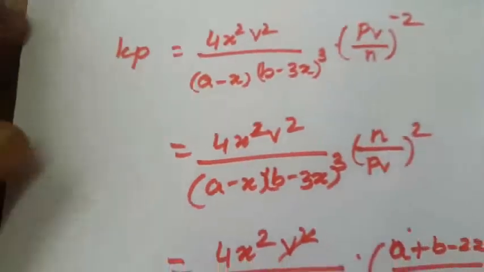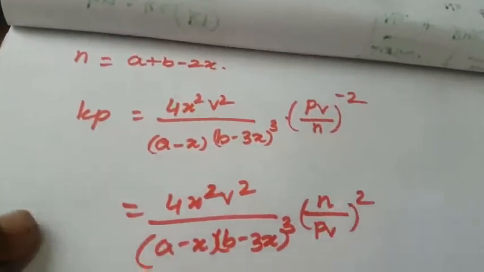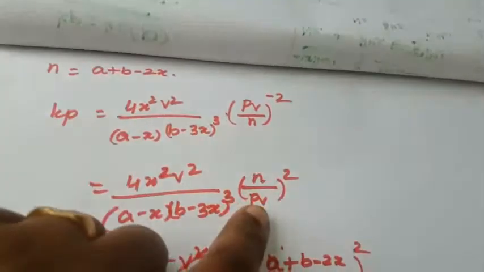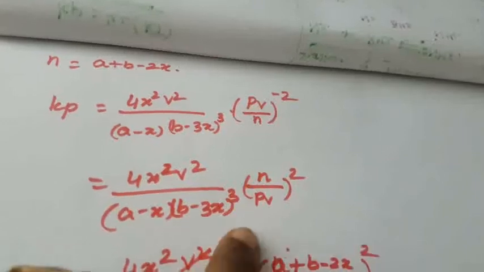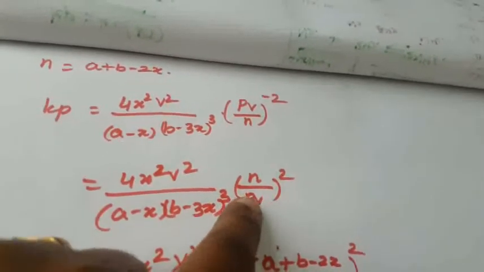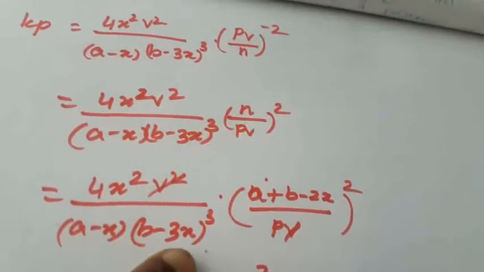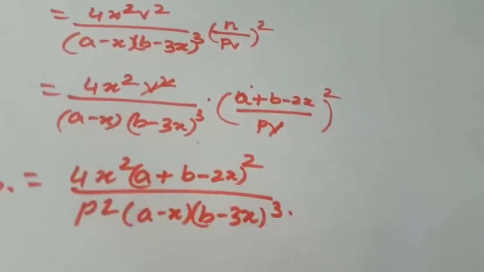How to write? So again N is equal to, in Kp you substitute that value. The minus 2 is the reciprocal of the term, that is square, so the minus is gone, and it becomes N by Pv. So 4x square v square, a minus x, b minus 3x the whole cube. Now substitute all those values and you can calculate the Kp value. Okay, so this is another one.